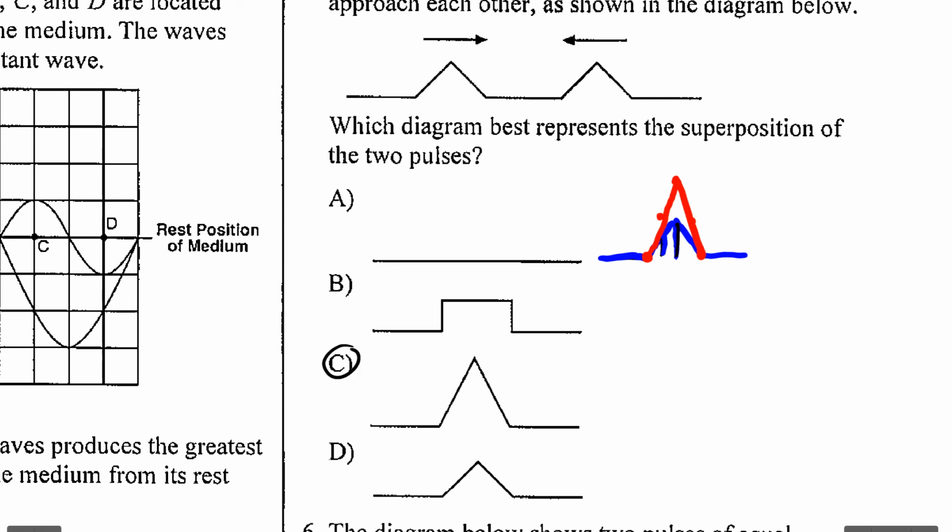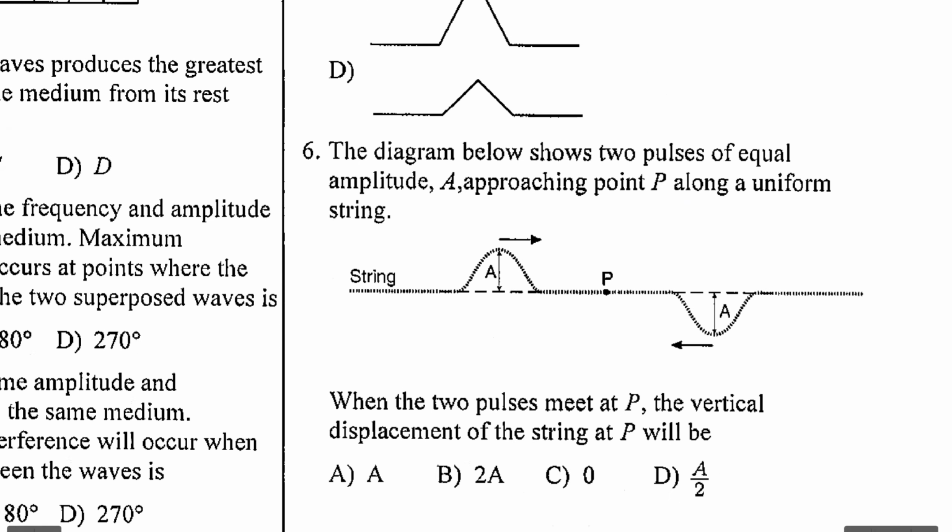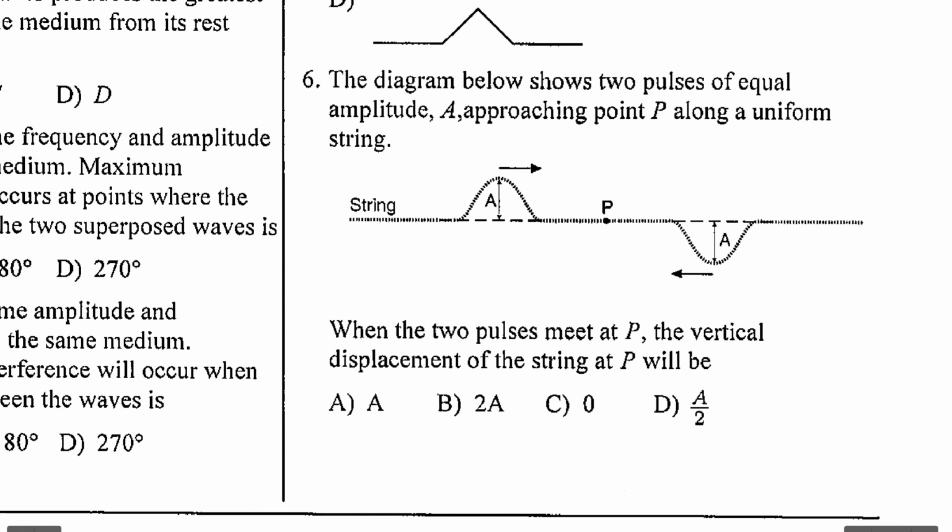All right, choice D is the same amplitude. It's the same height. So that's not what we would get. And choice B, you would get a square from two triangles? I don't think so. Number 6, all right, so now we have two pulses of equal amplitude approaching point P, but they're on opposite sides of the equilibrium.